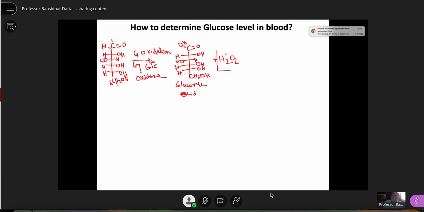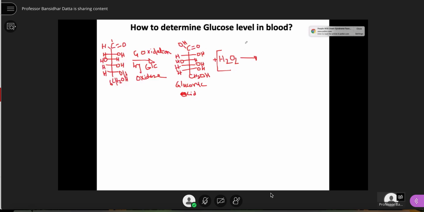Yes, it is. So this hydrogen peroxide, as you can see, one molecule of glucose gives one molecule of gluconic acid and one molecule of H2O2. So therefore, it's a 1-to-1 ratio. So as many H2O2 as you can quantify, that many glucose molecules are there in the blood. How do you quantify? You add a molecule that looks like this.